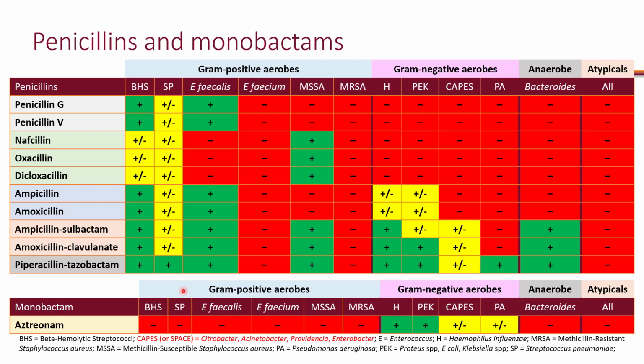Now, the only monobactam on the market is Aztreonam, and it's important to note that Aztreonam does not have activity against any gram-positive organism, so it's all red for gram-positives. Now, it does have some good activity for some of the gram-negatives, including H. flu, as well as some of the Enterobacterales. However, it does have somewhat poor activity against Pseudomonas. So over time, activity of Aztreonam against Pseudomonas has decreased, and moreover, it doesn't have activity against bacteroides or atypicals.